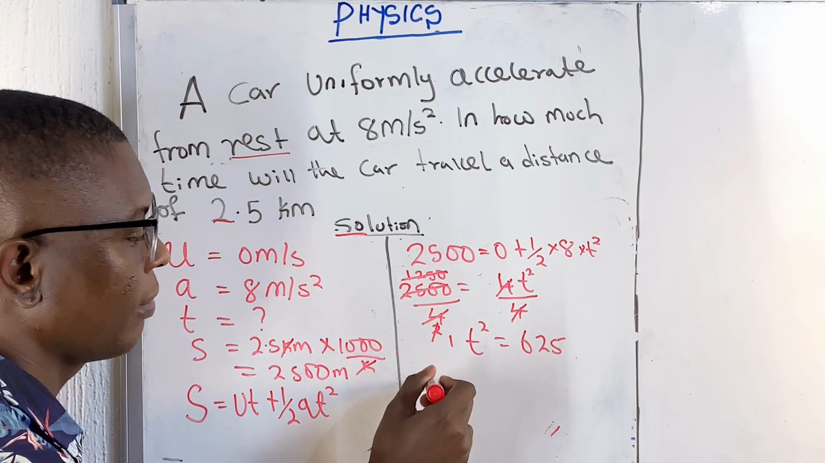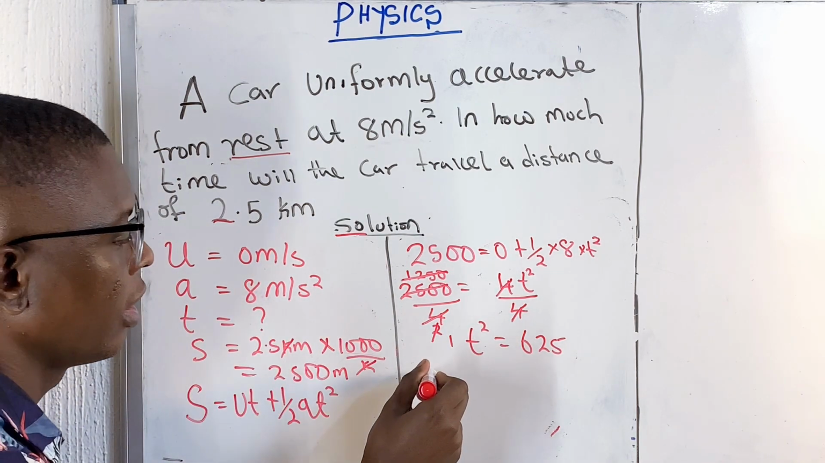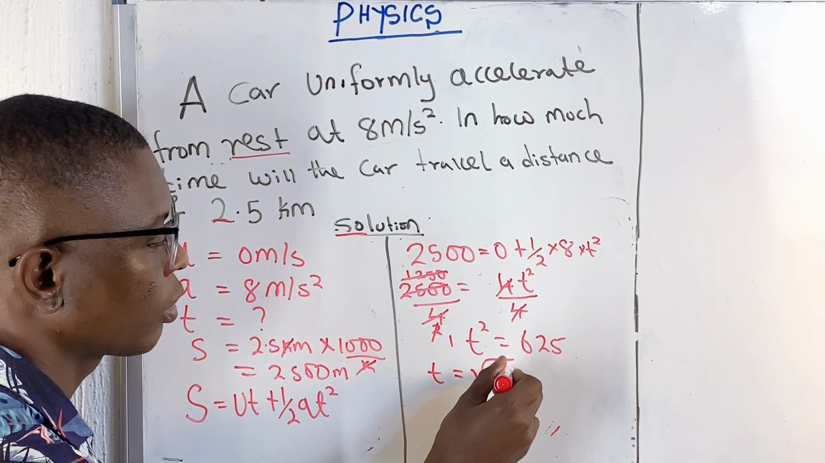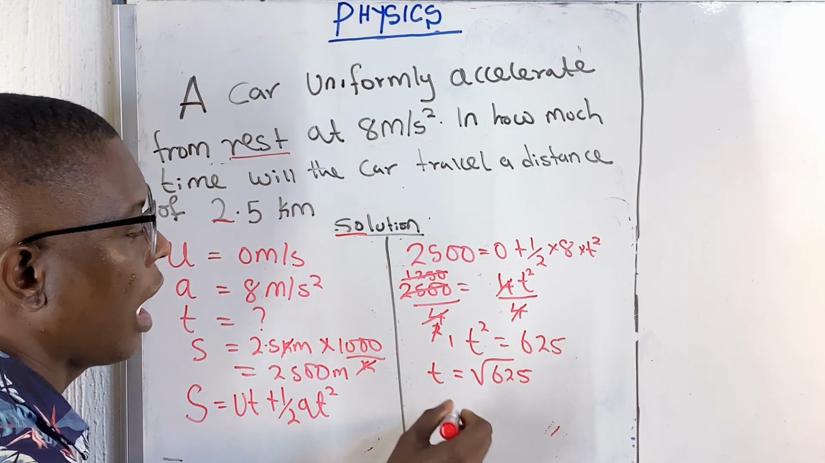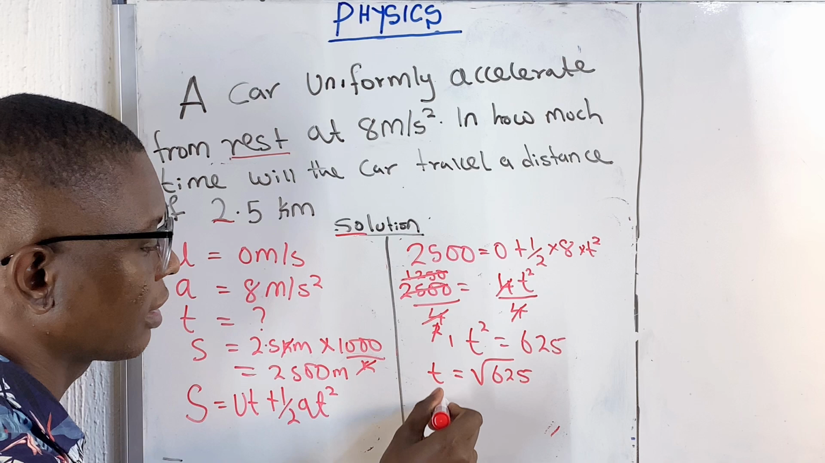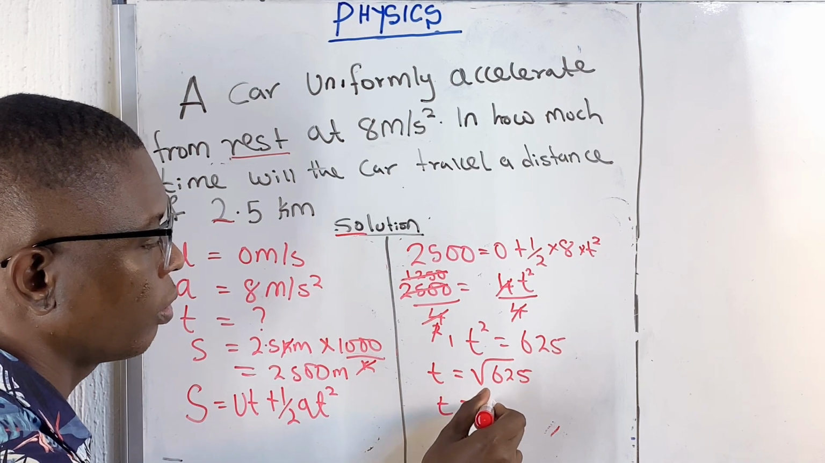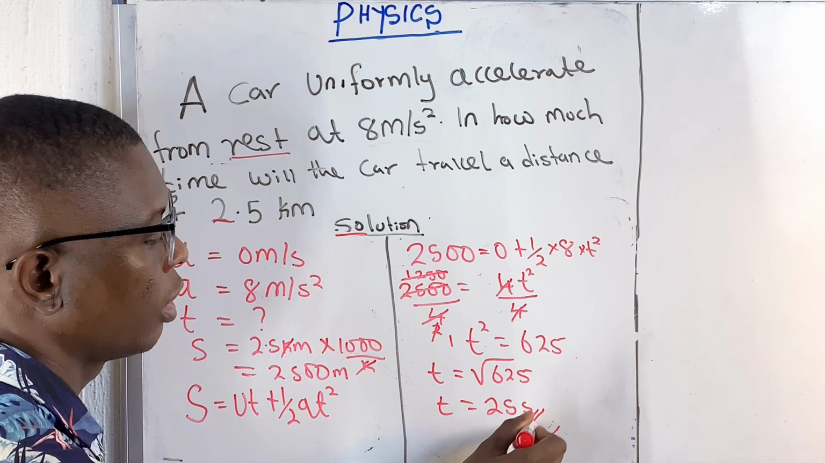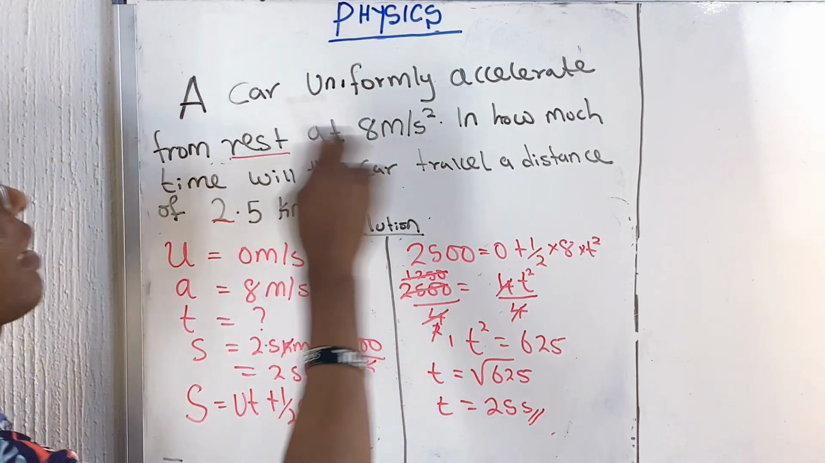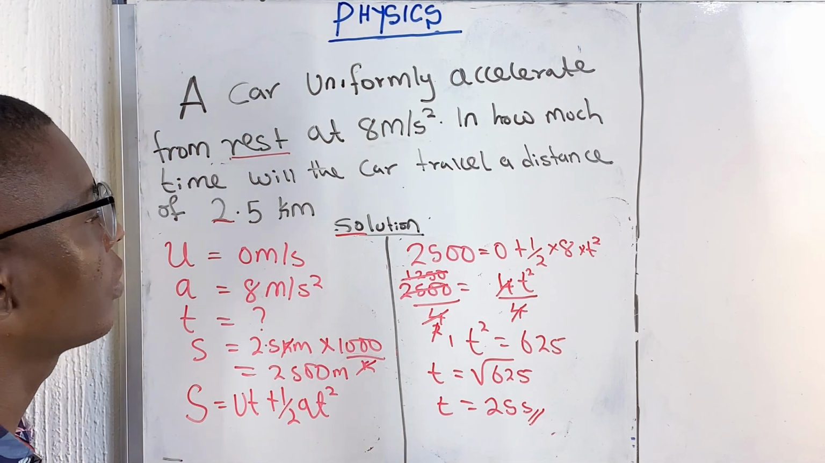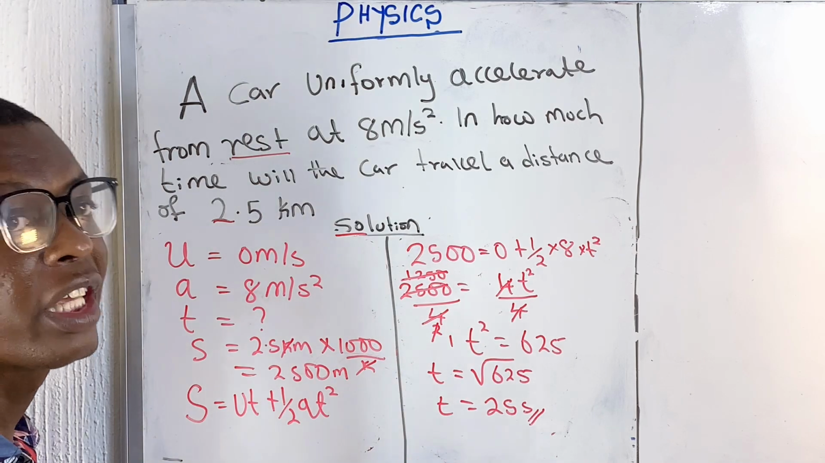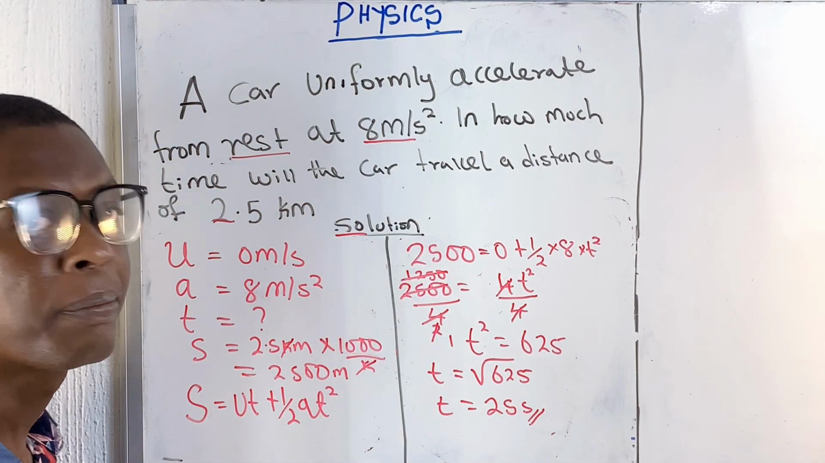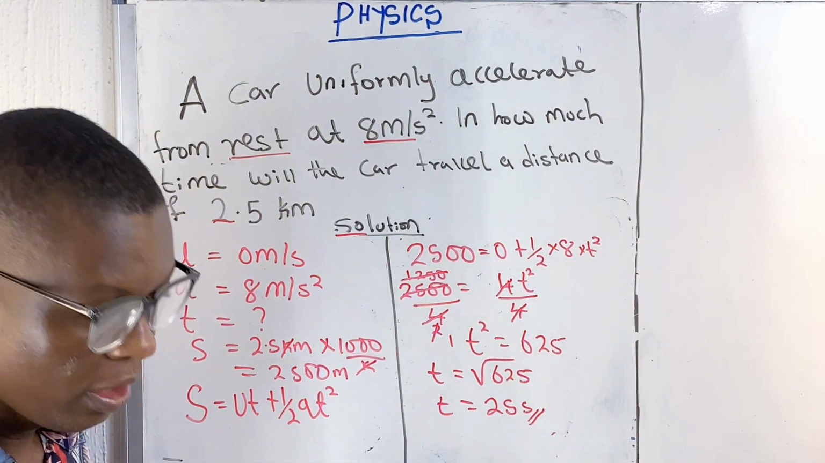We're looking for t. Remember, that is the time. Hence, t will be the square root of 625. And what's the square root of 625, guys? t will be equal to 25 seconds. So it actually takes this car 25 seconds to travel 2.5 kilometers when it is accelerating at 8 meters per second squared.